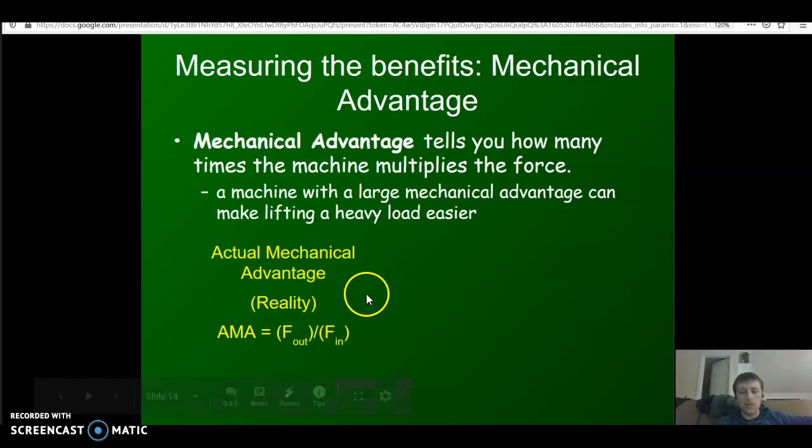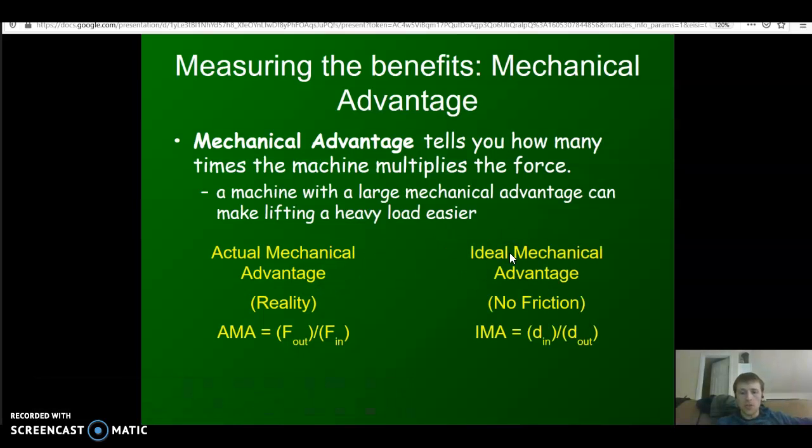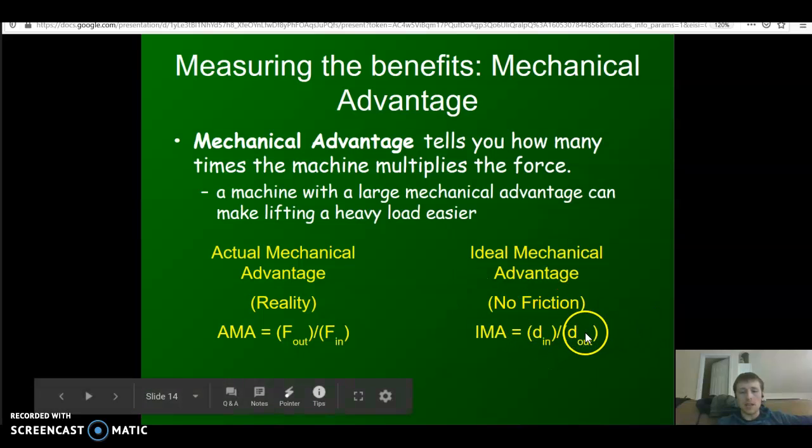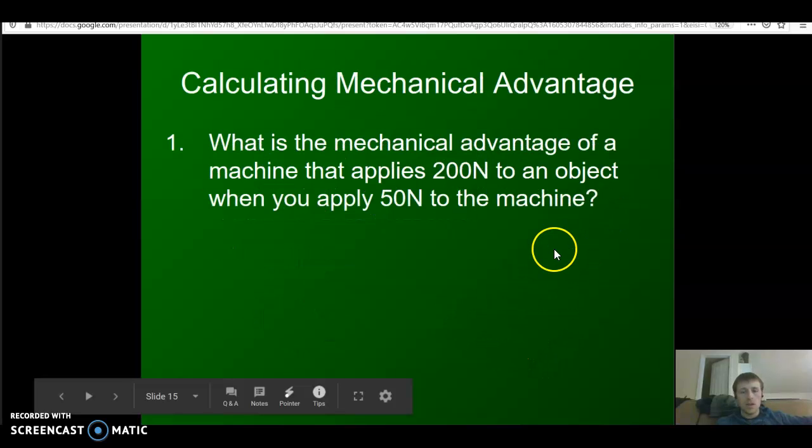Now, this takes into account friction, because friction exists in the real world. You could also look at the ideal mechanical advantage by looking at distances instead. We're not going to do that in this class, but it is something that's done in physics, so I wanted to mention it. All right, let's try it.